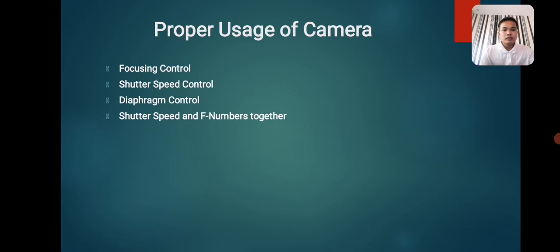Shutter speed control. The photographer must set the shutter speed control of this camera before photographing an object. When the shutter release is pushed or pressed, this shutter opens and closes again in a preset of time made in a shutter speed of the camera. Next is diaphragm control.